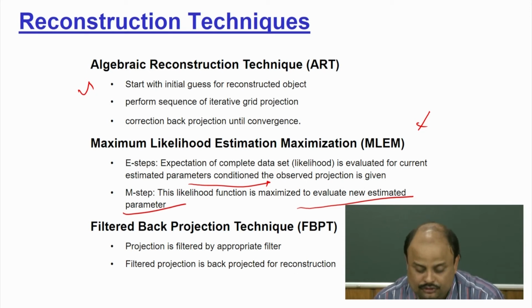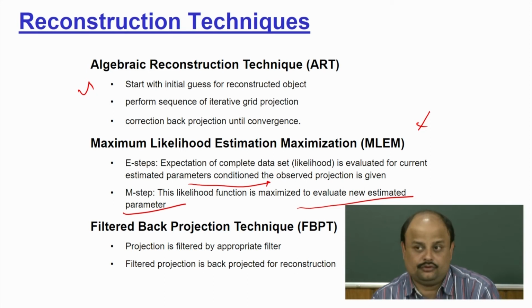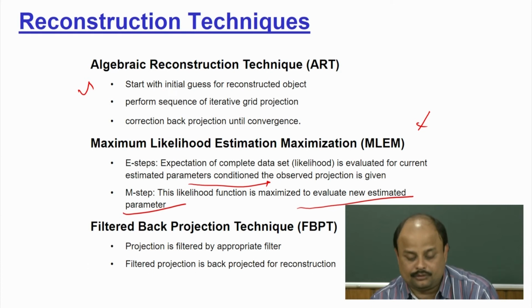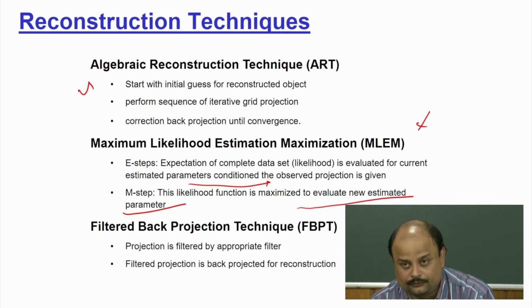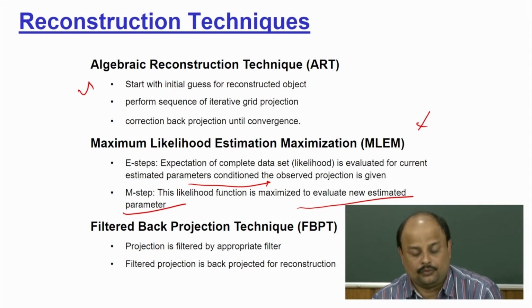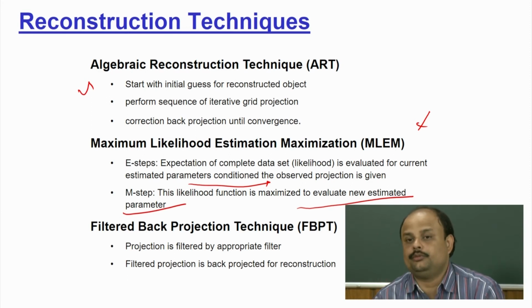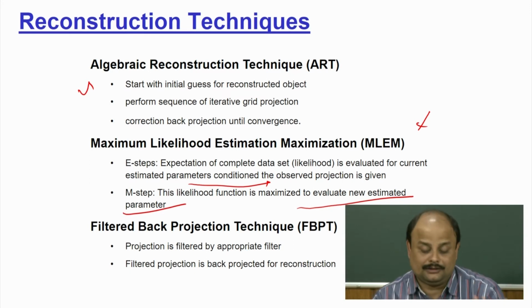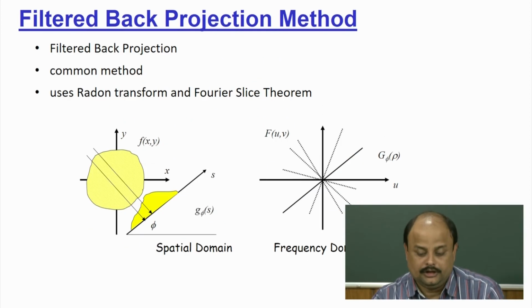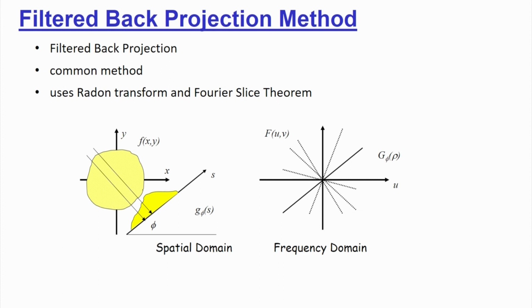In filtered back projection, the name suggests that you do the filtering and then you back project it. What we do is take the Radon transform, then take the FFT of it. Whatever filter is required, we put the filter in the frequency domain, and then we do the inverse FFT and calculate the pixel-wise information. So, that is the filtered back projection method. Each technique has its own advantages and disadvantages.